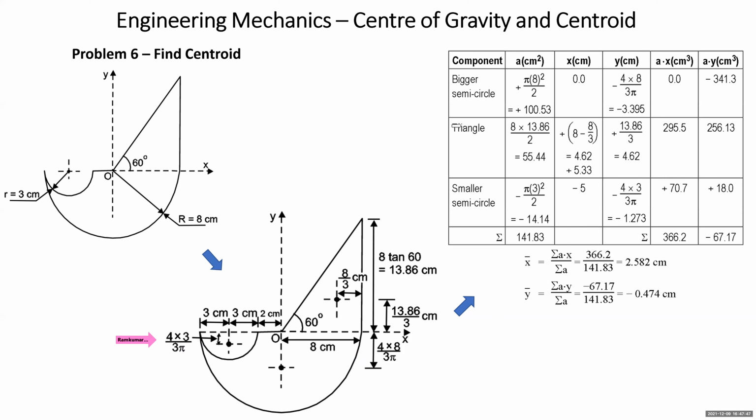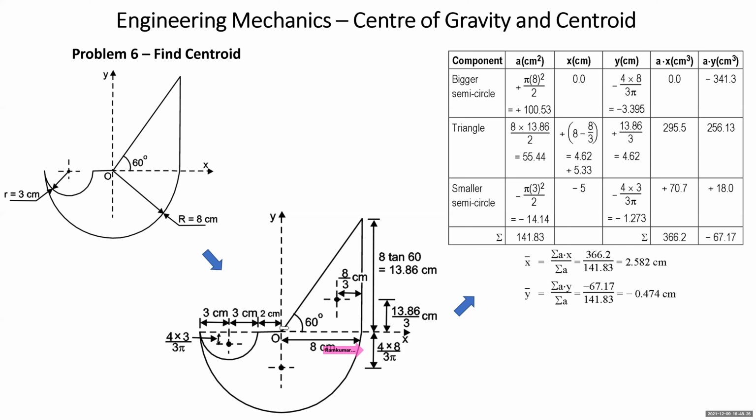Now we make a table. In the table, I took the bigger semicircle, triangle, and smaller semicircle. For the bigger semicircle, what will be the area? Pi r square by 2. The radius is 8 centimeters, so pi into 8 square by 2. The centroid of this semicircle is lying on the y-axis, so the x coordinate will be 0. The centroid of the bigger semicircle is below the x-axis, so the y coordinate is negative. What is that? 4r upon 3 pi, 4 into 8 upon 3 pi, but minus.